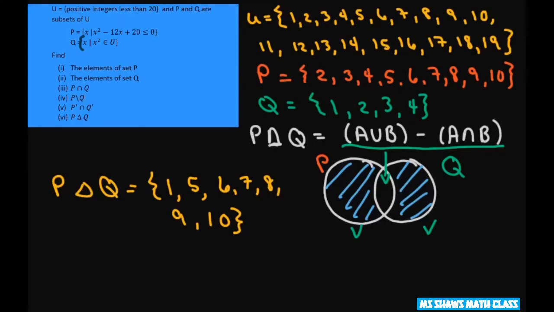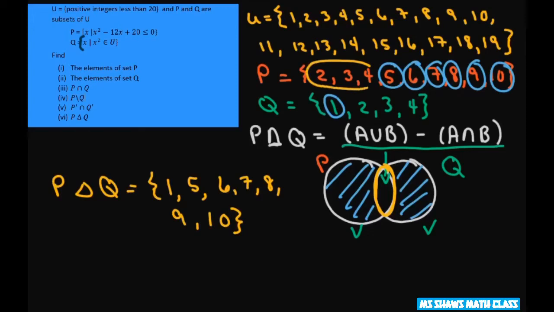All right, so let's look at it some more. We have 1 is in Q, but not in P. 5 is in P, but not in Q. 6 is in P, but not Q. 7, 8, 9, and 10 are in P, but not in Q. So basically, the ones that we can't use are the intersection, which is 2, 3, 4. We use everything else. And that's it.